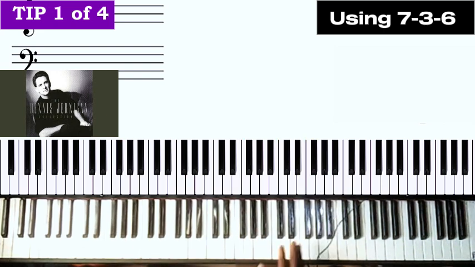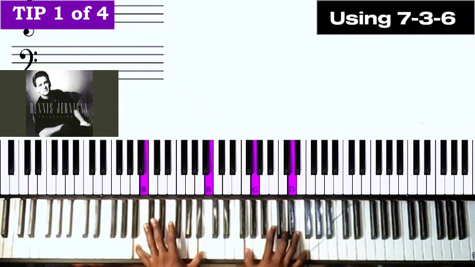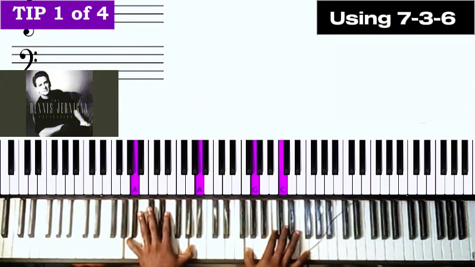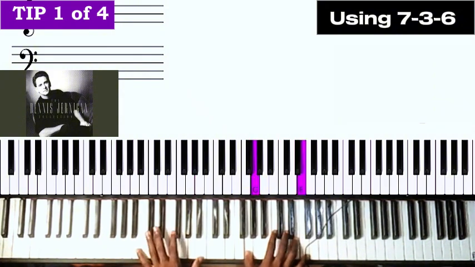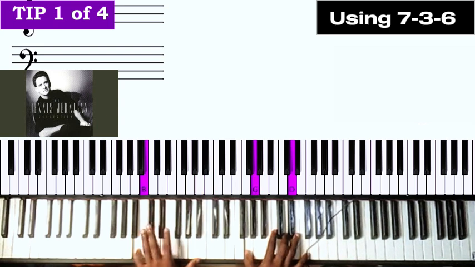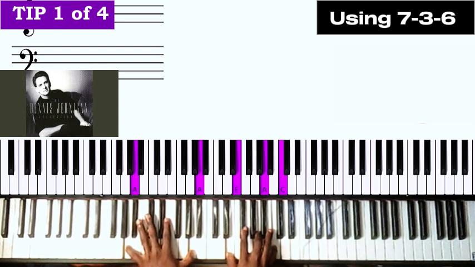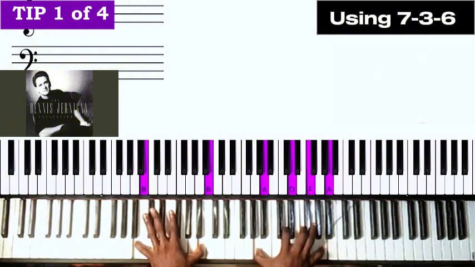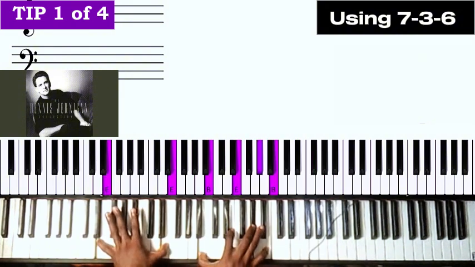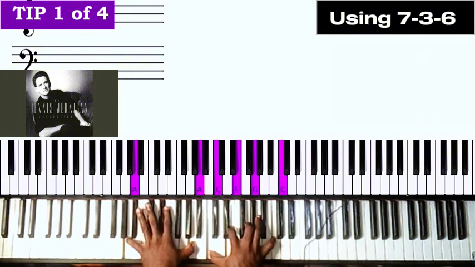So the key part we're emphasizing is this: you are my strength when I am weak. Okay, you are my strength, 7, when I am, 3, weak, 6. Okay, so 7, 3, 6.